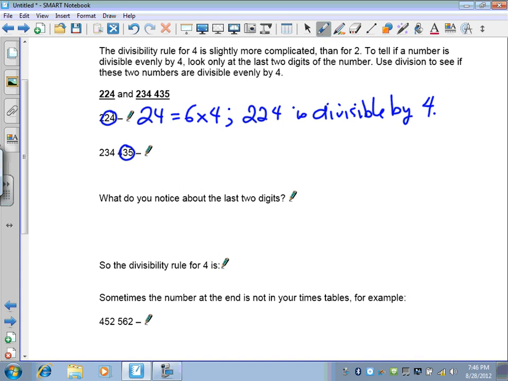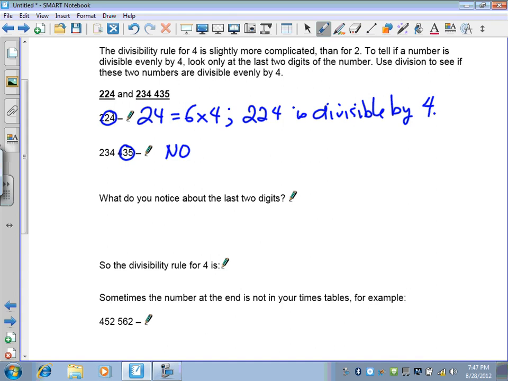4 times 5 is 40, 4 times 6 is 24, 4 times 7 is 28, 4 times 8 is 32, 4 times 9 is 36. Oh, so 35 is between 32 and 36, so this one is a no.